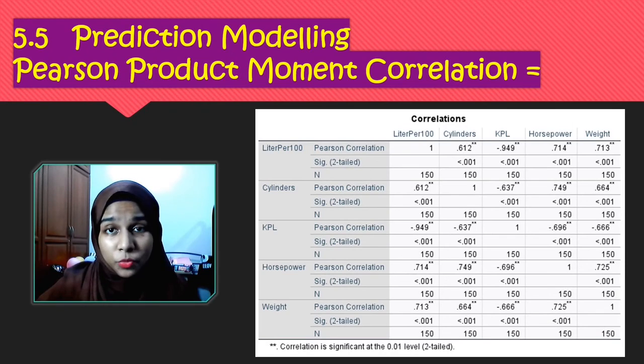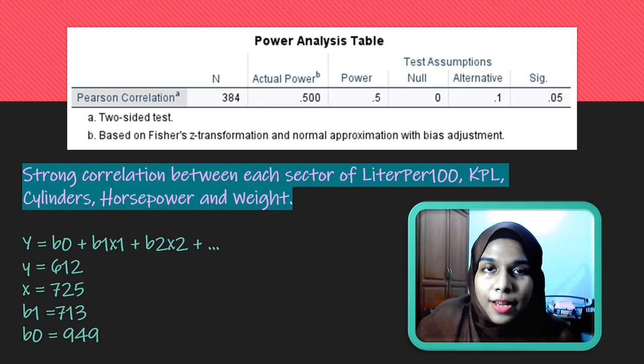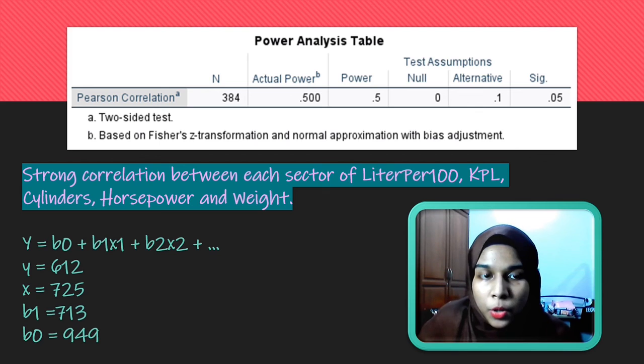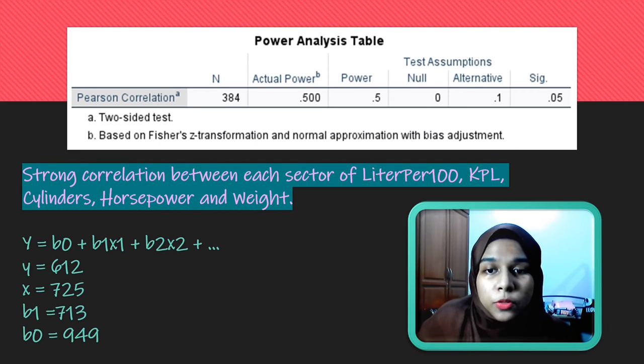Moving on to the next section, which is the prediction modeling using the software analysis of SPSS, it shows the Pearson product moment correlation for each variable stated in the table: liter per 100, cylinders, KPL, horsepower and weight. As we can see, there is a strong correlation between each of these, displayed through the Pearson correlation table with the formula y equals B0 plus B1x1 plus B2x2, where y is 612, x is 725, B1 is 713 and B0 is 949.